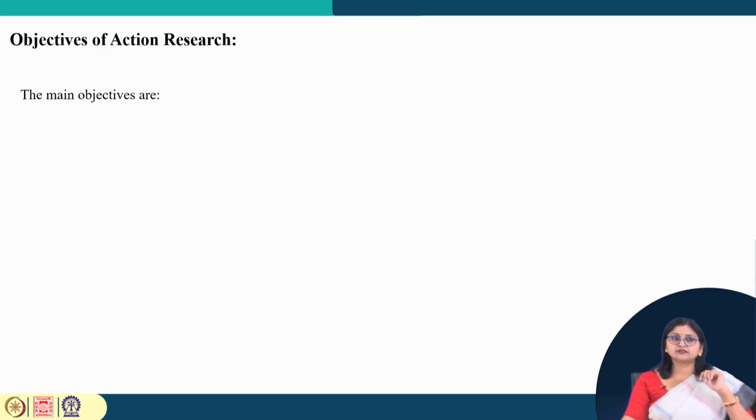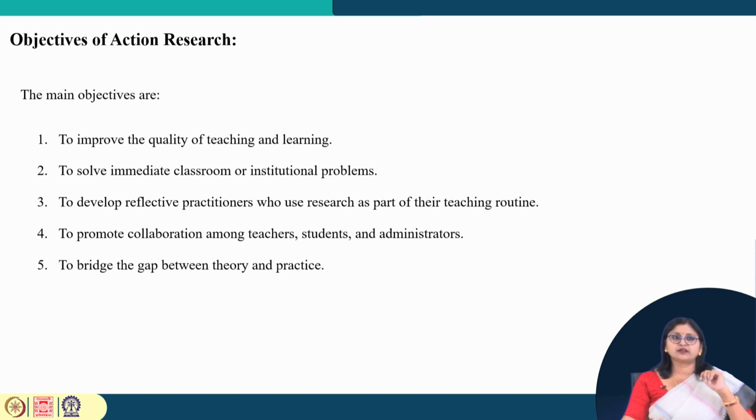The objectives of action research. The main objectives are to improve the quality of teaching and learning, to solve immediate classroom or institutional problems, to develop reflective practitioners who use research as a part of their teaching routine, to promote collaboration among teachers, students and administrators, and to bridge the gap between theory and practice.